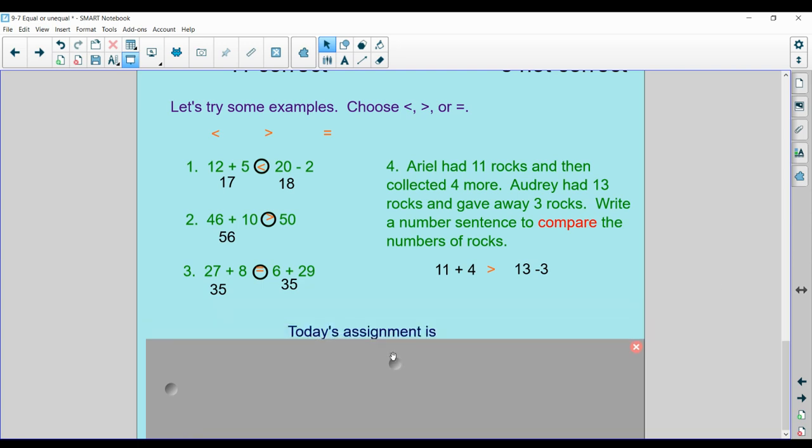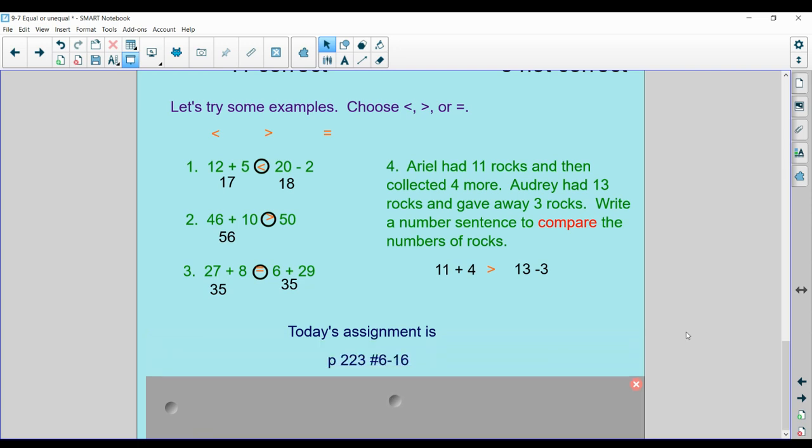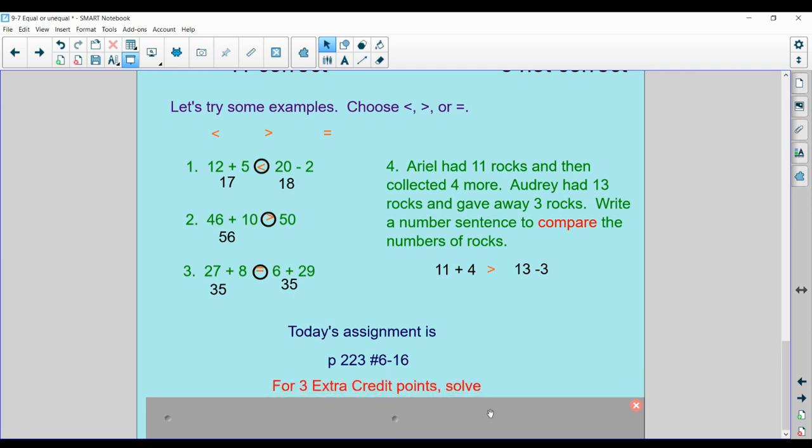Okay, so today's assignment then is to do page 223, number 6 through 16. But as a bonus, I'm offering you 3 extra credit points if you solve the problem of the day. I hope you get it. Work on those. Your assignment is due on Tuesday at 8 o'clock in the morning.